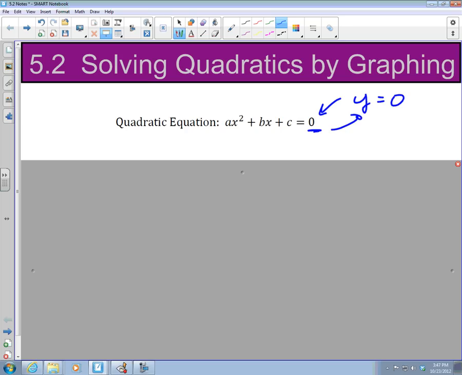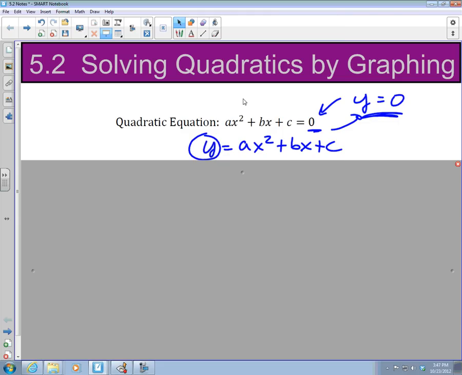So the way we'd rewrite it is y equals, and I'm just flipping the quadratic function around, ax squared plus bx plus c. And once again, the y you're saying is equal to 0. That'll come into play later. We'll talk about what y equaling 0 is when we're solving by graphing.